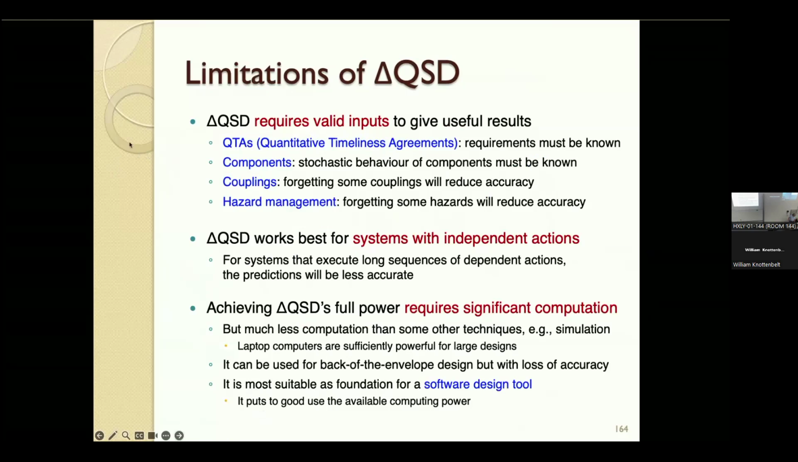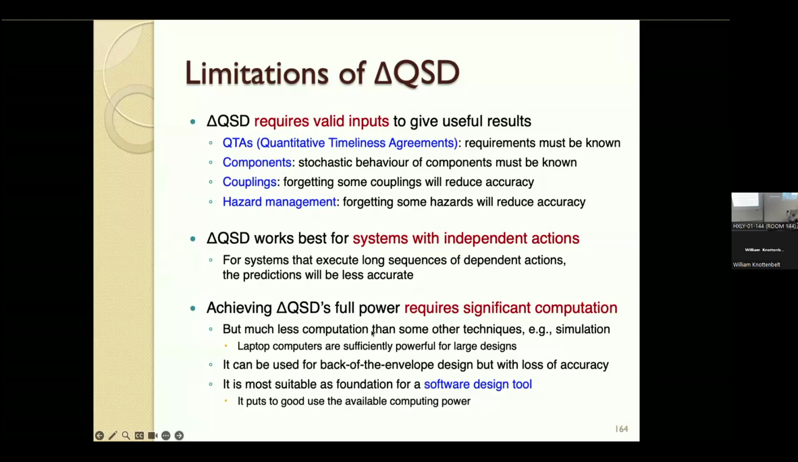But then some limitations. Of course you need valid inputs. You have to know something about your components and about your couplings. It's not magic. You have to know what kind of hazards would appear. The other thing is you need systems with independent actions. If by default the actions are very dependent, like a user writing a text in Microsoft Word, mostly dependent actions from beginning to end, that is really not what ΔQSD is made for. You can use some other way of looking at the system.